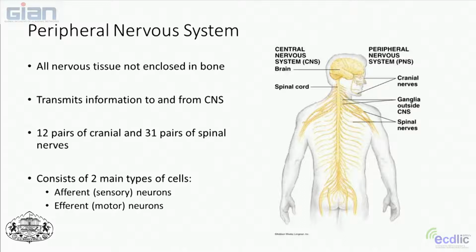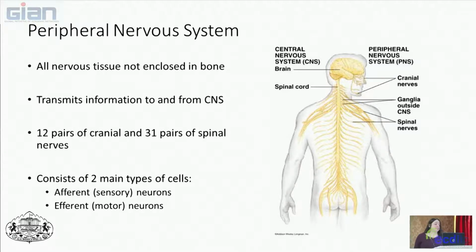Okay, the peripheral nervous system is all the nervous tissue that is not enclosed in bone. So this includes the tissue that transmits information to and from the central nervous system. So you have 12 pairs of cranial nerves and 31 pairs of spinal nerves. And you can see from the picture, the cranial nerves are up around the head and the spinal nerves come out from the spinal cord and out to different parts of the body.